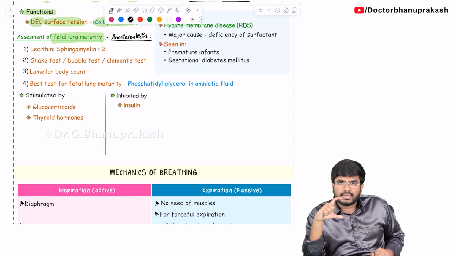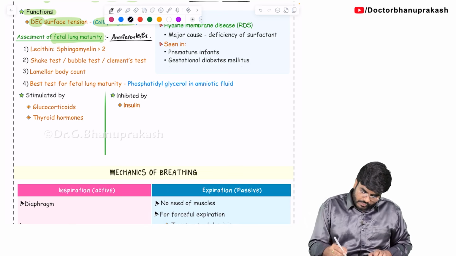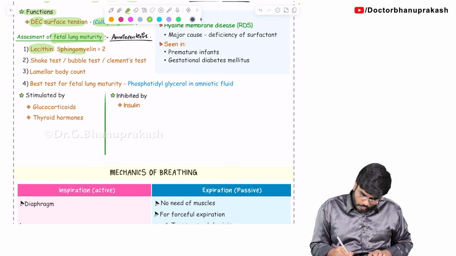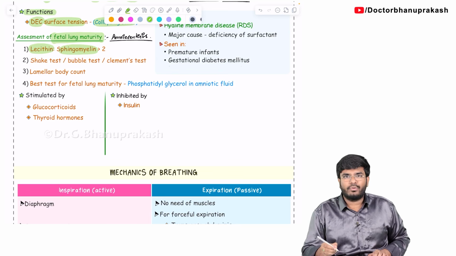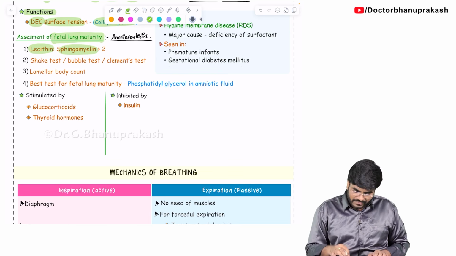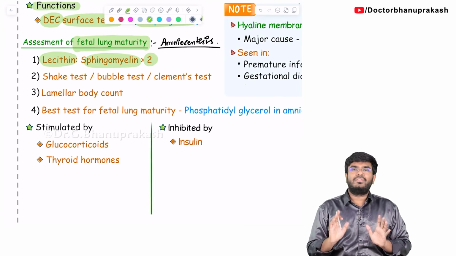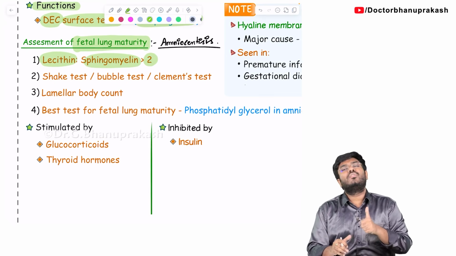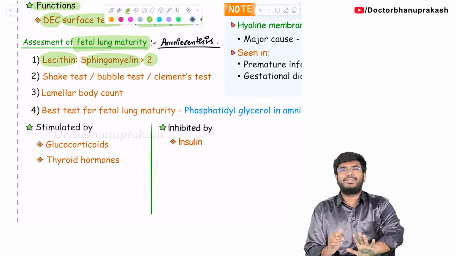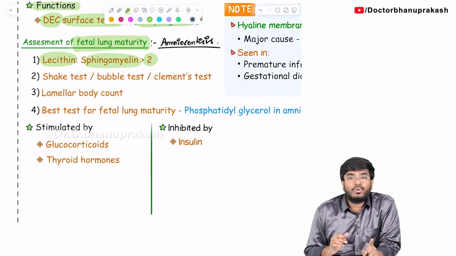Now in this amniotic fluid, what do you have to check for? You have to check for the levels of lecithin and sphingomyelin. That's a major lipid versus a minor lipid. If the ratio is greater than 2, it indicates fetal lung maturity. Yes, fetal lungs are matured. So the lecithin sphingomyelin ratio greater than 2 indicates fetal lung maturity.